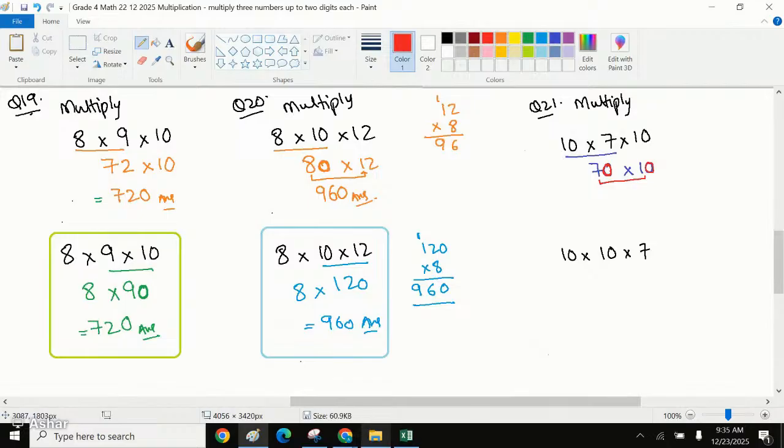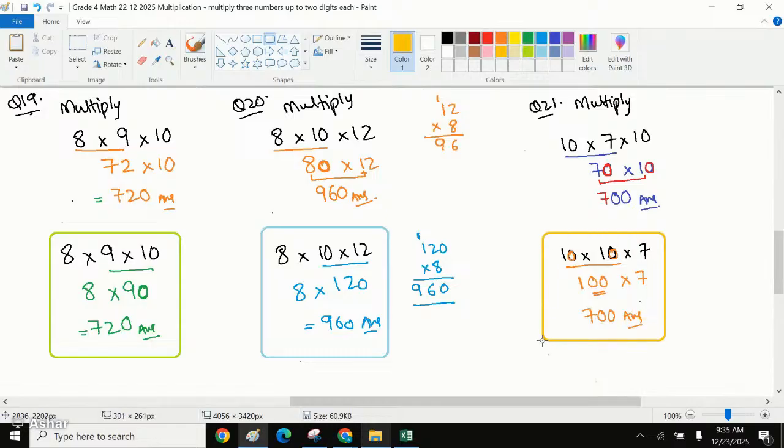That means 7 multiplied by 1 is 7. And we bring down the 2 zeros. 700 is our answer. Or 10 multiplied by 10 means 1 multiplied by 1 is 1, and there were 2 zeros. Multiplied by 7, 1 multiplied by 7 is 7. And we copy the 2 zeros. That's still 700.